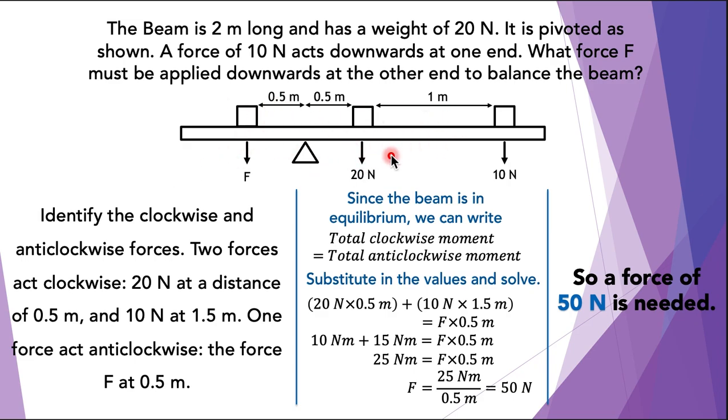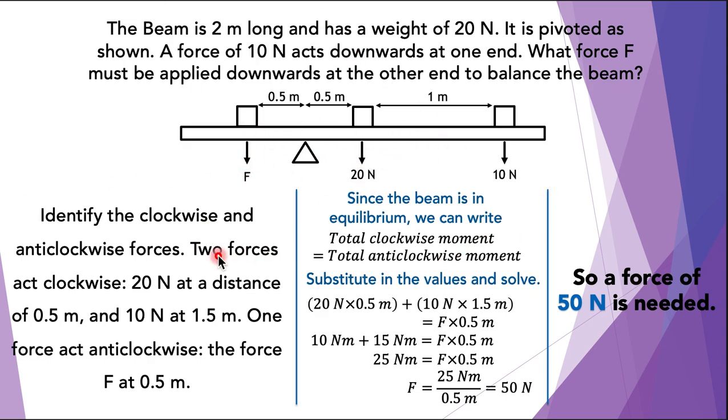So as you can see, we have two forces over here. One is the force of 10 Newton acting at this point. The other is a force of 20 Newton acting at this point. Now, what the question is asking us to do is to find the force F. So when we find this force F, we can understand how this beam is balanced.